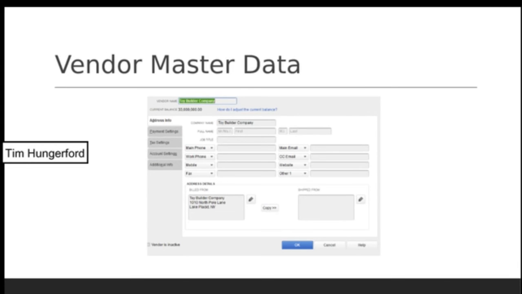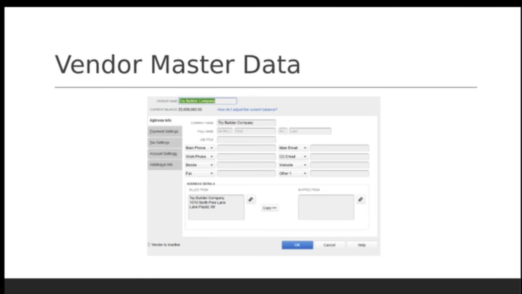Quick look at the master data. So this is Toy Builder Company. We've seen them before. They have a current balance that we owe them of $33 million out there. It's got all the basics about the Toy Builder Company in there. I haven't filled everything in there, but you can see it's from Lake Placid, New York.